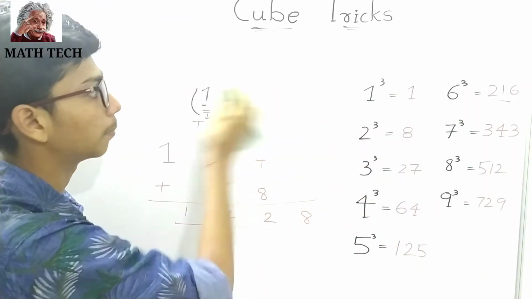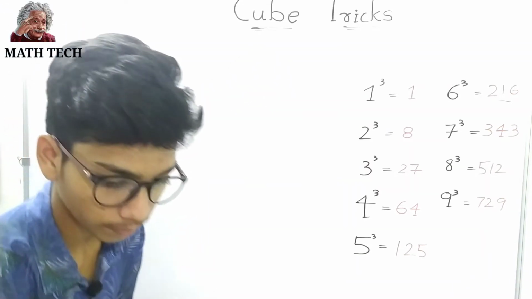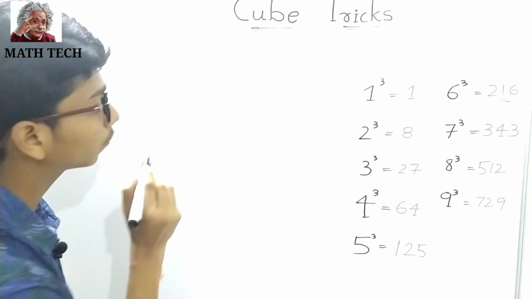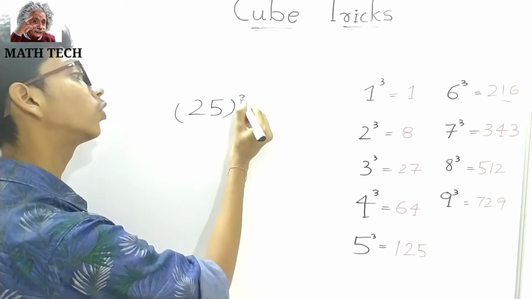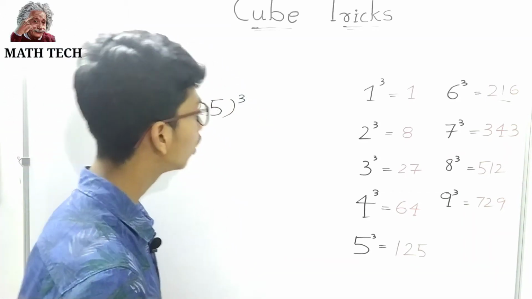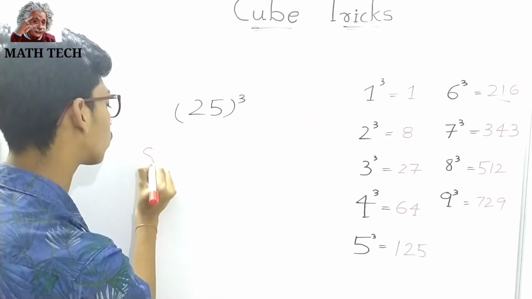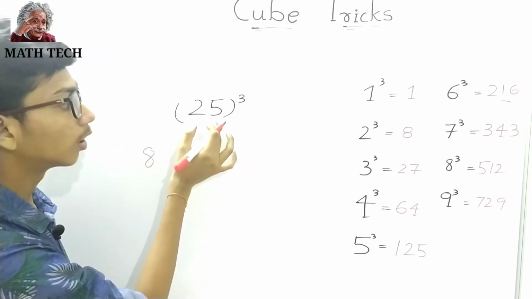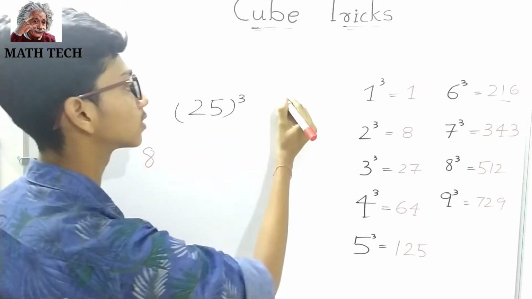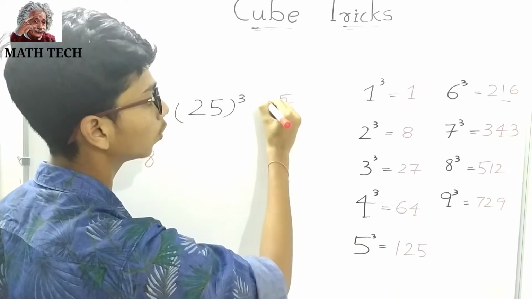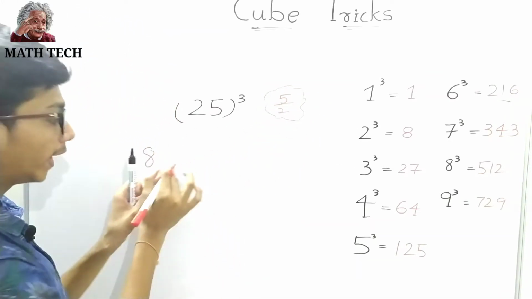Let us take another example to understand this trick. Let us take 25. We want to find 25 cube. The tens digit term is 2, and 2 cube is 8. So write 8. And the ratio of ones by tens is 5 by 2. Now 8 into 5 by 2.